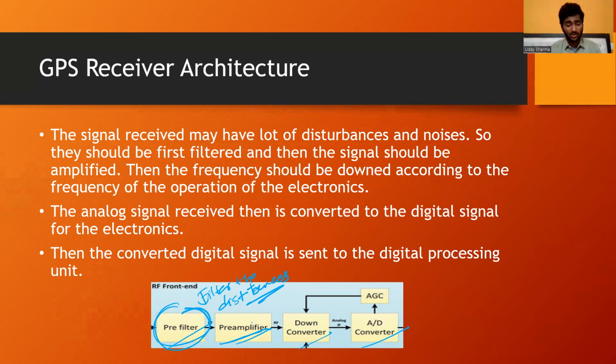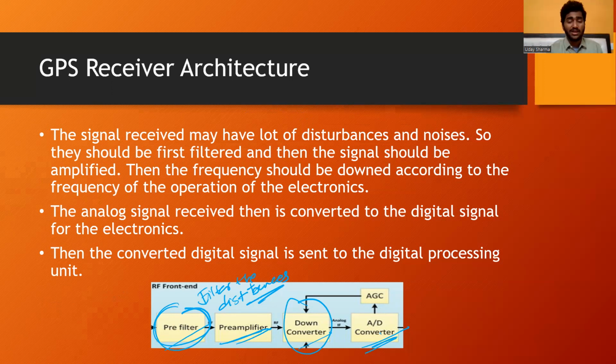Then we need a down converter. The received signal may be of different frequencies, but the electronics we have work with a certain frequency. So a down converter is used to lower the frequency we acquired from the signal. And there is an analog to digital signal converter.